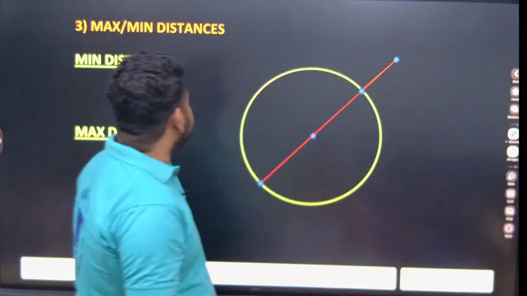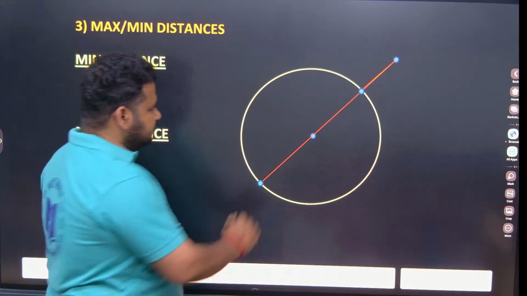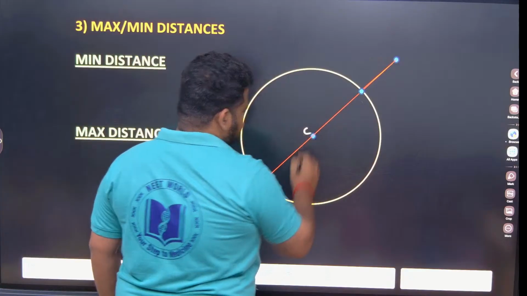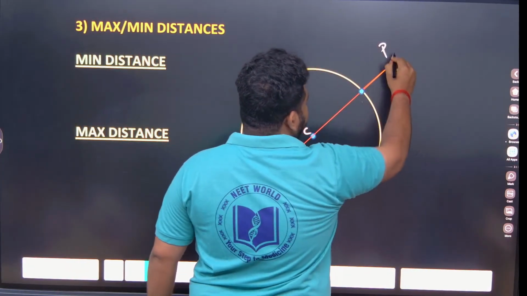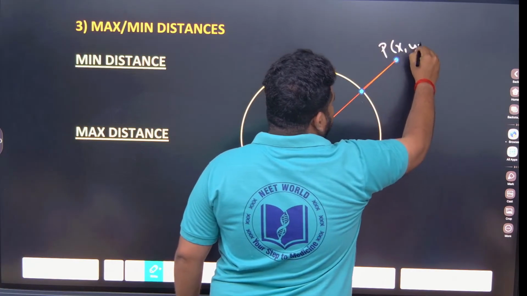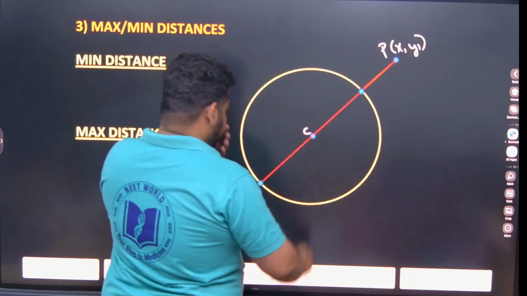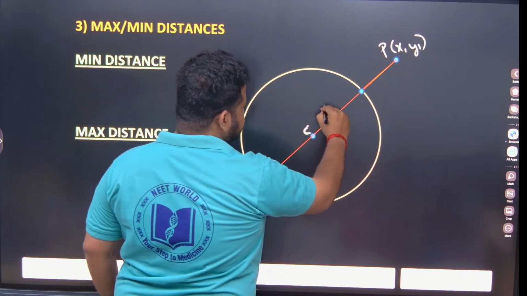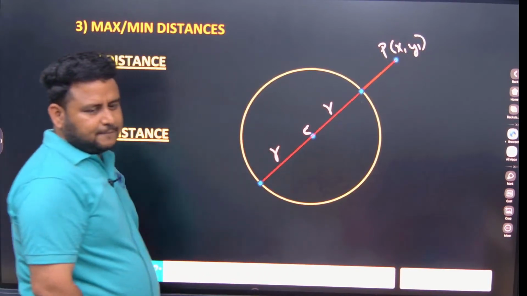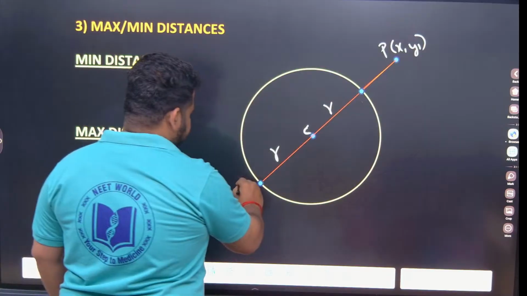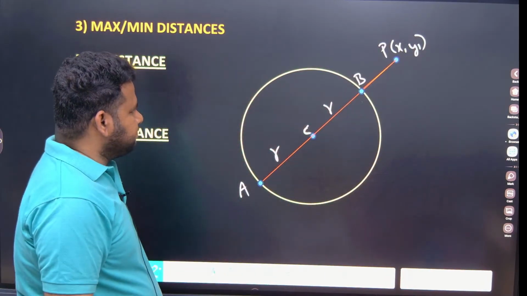Maximum distance and minimum distance. They will ask for the maximum distance and minimum distance. This is the center. This is the point P, let us take it as (x1, y1). This is PC. Let this distance be r, the radius. This is also r. Let this be AB.